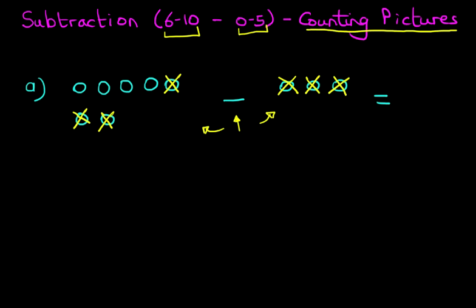So now we have 0. There are none on the right hand side because we've crossed them out, and we've crossed out the same amount on the left hand side. So how many circles are left? Well, let's count them. We have 1, 2, 3, 4. There are 4 circles left. And that is the answer. We can even give ourselves a nice big tick. Okay, so that's the first one.